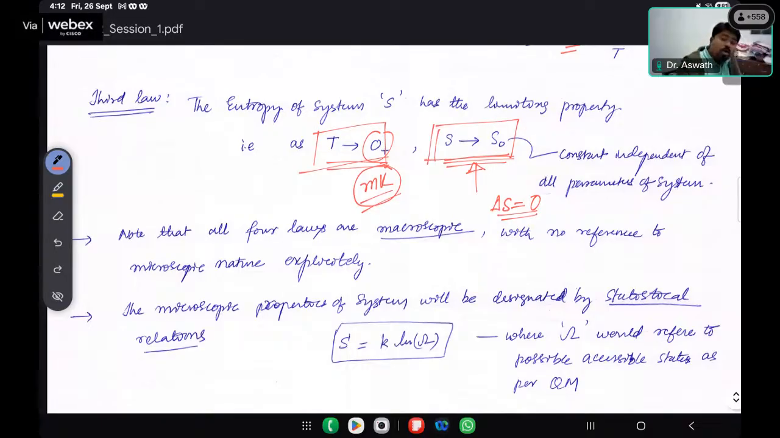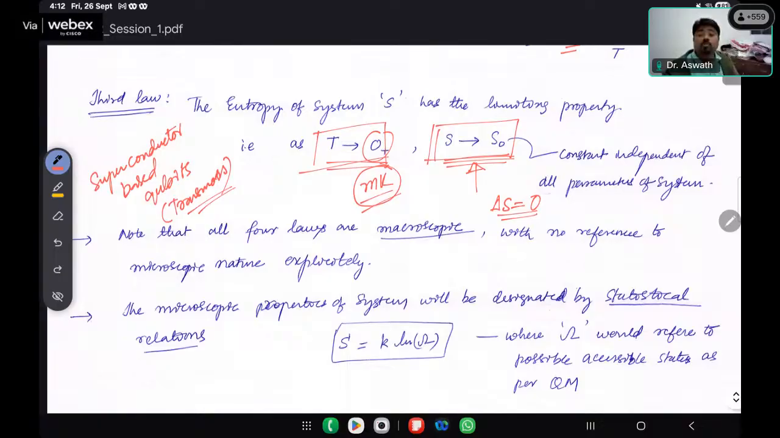There is something called superconductor based qubits. These are called transmons. So these need absolute zero, or close to millikelvin, to have the qubit behavior.